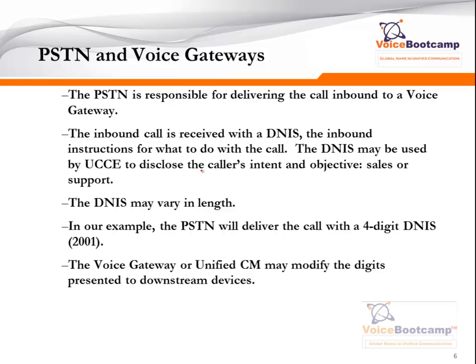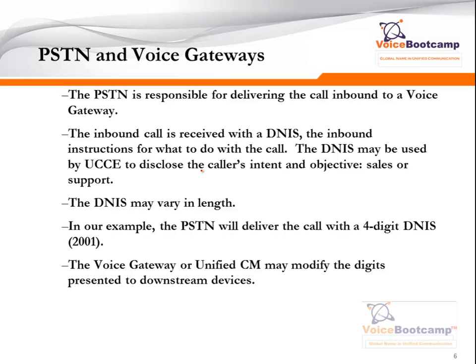Now, DNIS may be used by UCCE to disclose the caller's intent and objective, for example, sales or support. Let's say you pick up a phone and you call Microsoft to complain about a product. Most likely the complaint department has a separate number. When you dial that number, the Microsoft contact center server will realize that that number is for the complaint department. So the contact center has already made the decision that this call is about making a complaint. The intent of the caller was actually disclosed.